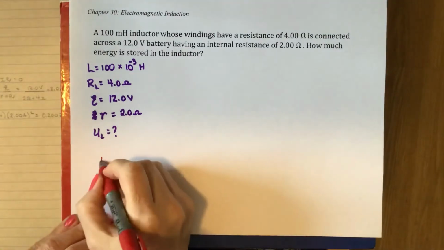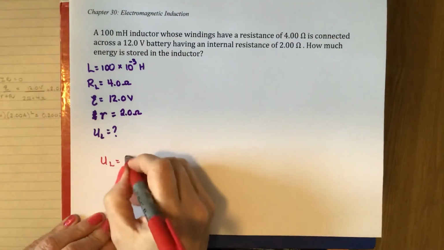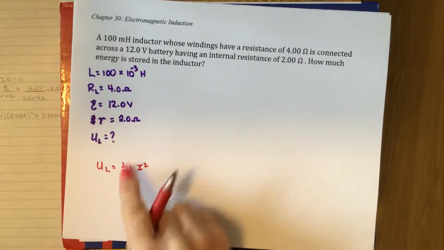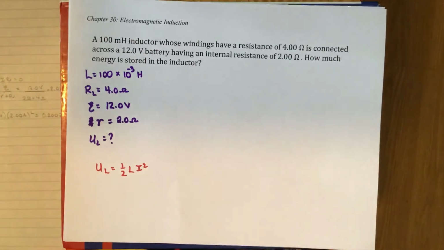So the energy stored in an inductor is equal to 1/2 times L times I squared. Okay, L is no problem, that was given. Well, what's I? So we should try and figure out what the current is. If we want to figure out the current, let's draw a circuit diagram.